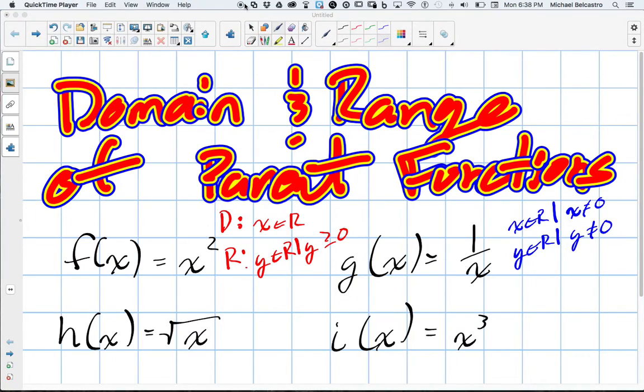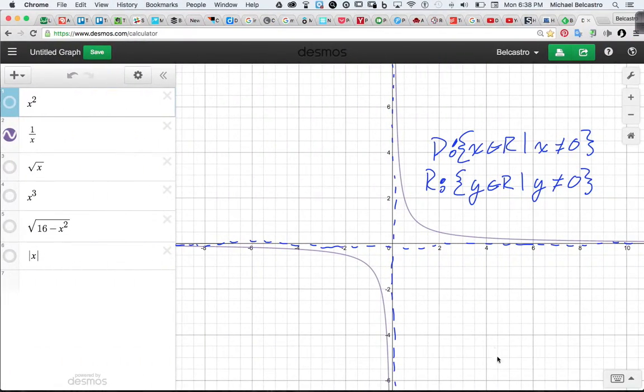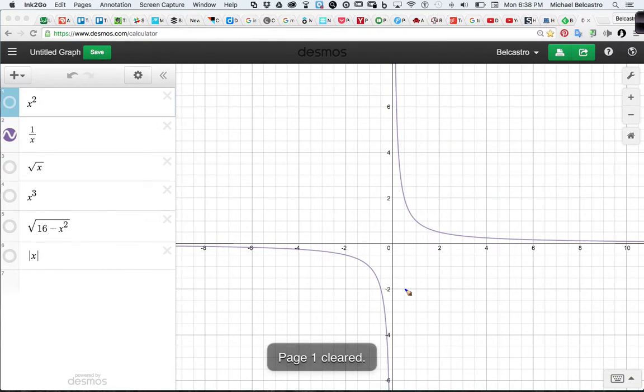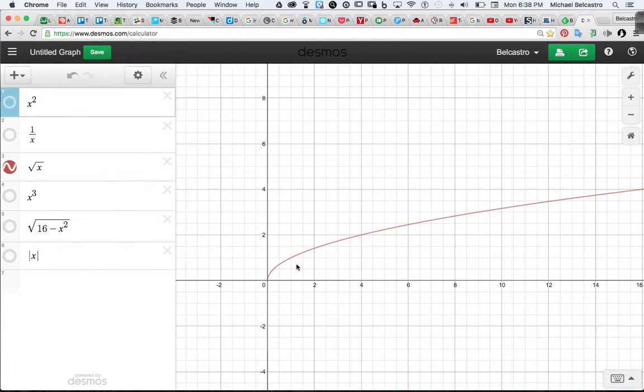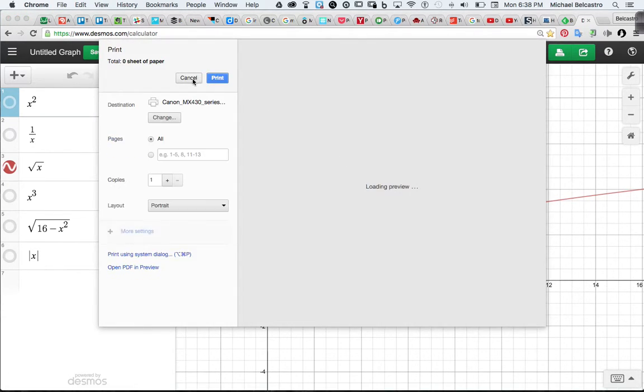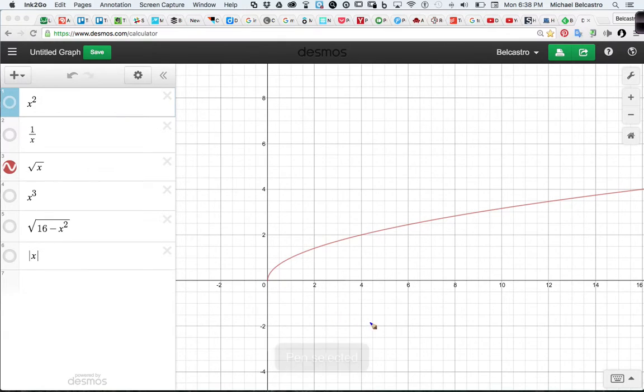Okay, this is a root function. This one's a little special. We'll go over again and erase what we had here. So we turn off our reciprocal function. Now, if you notice, it kind of looks like a sideways parabola. If I was to draw the rest of it in, there you go, like down here. Oh, it's like half of a parabola. Yeah, it looks like it.